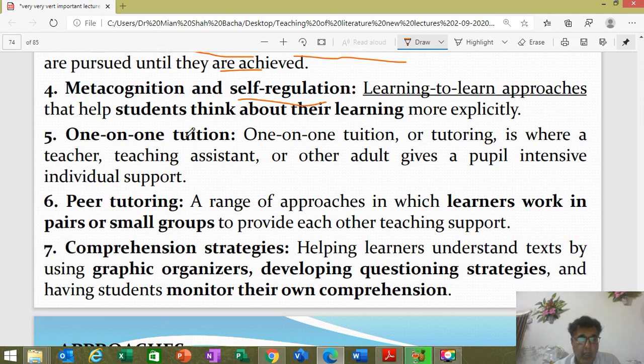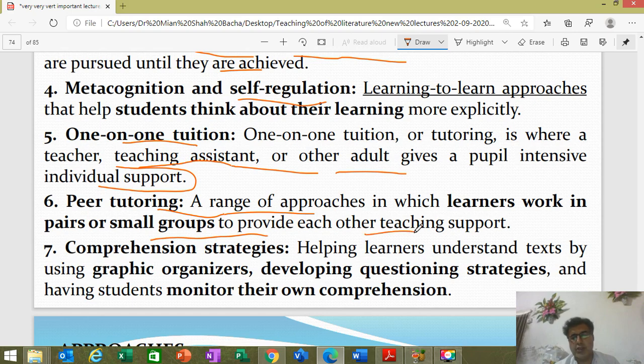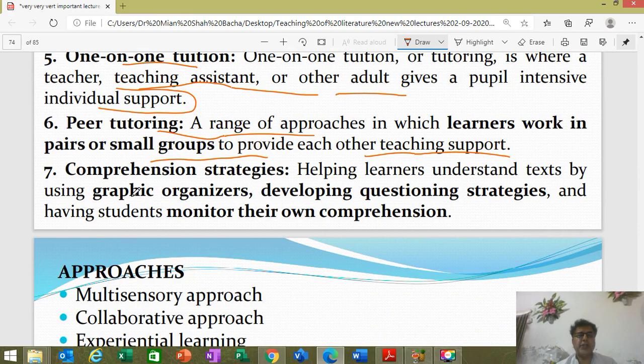One-on-one tuition or tutoring is where a teacher, assistant or other adult gives a pupil intensive individual effort. Sometimes we do have weaker students who come and discuss the topic with their teachers. Peer tutoring is a range of approaches in which learners work in pairs or small groups to provide each other teaching support. Okay. Comprehension strategies: helping learners understand text by using graphic organizers.